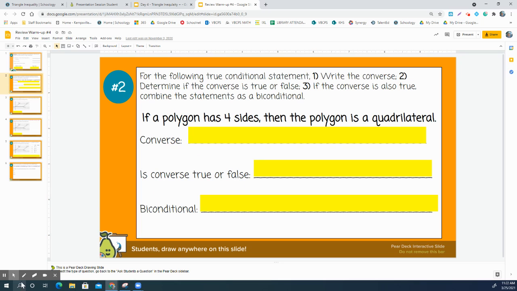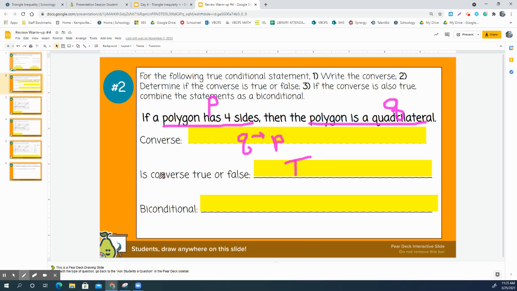Number 2, pretty fantastic on this one too. I've got a polygon has 4 sides. This is a definition, ladies and gentlemen. If you've got a 4-sided shape, you can always call it a quadrilateral. So the converse, Q then P, is also going to be true, right? Definitions are what works best with biconditionals.